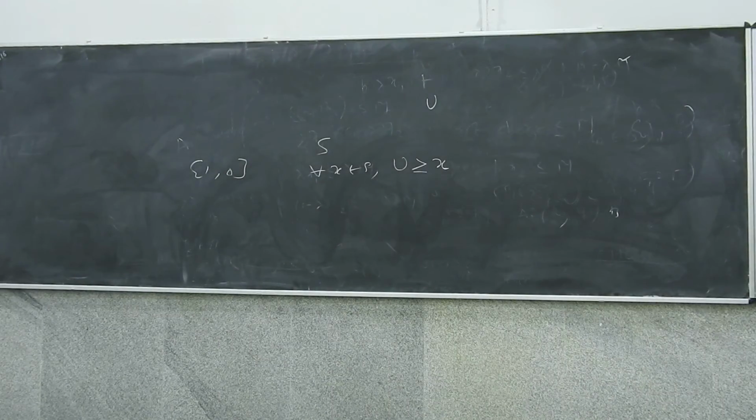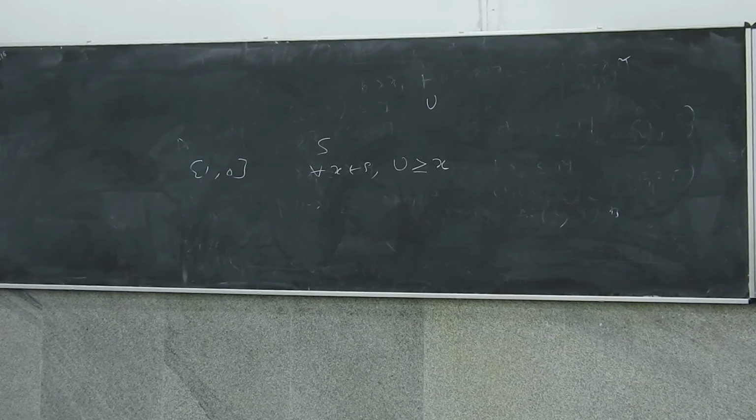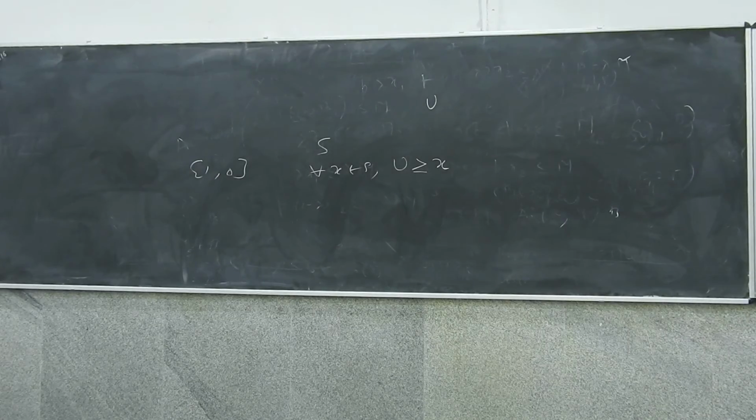A set in R which is closed and bounded. You know what's a closed set? You know what is a bounded set? It's a lower bound and upper bound, right? Okay, such sets are called compact sets in R. Right? So [0, 1] is a compact set. It's a closed set and right?